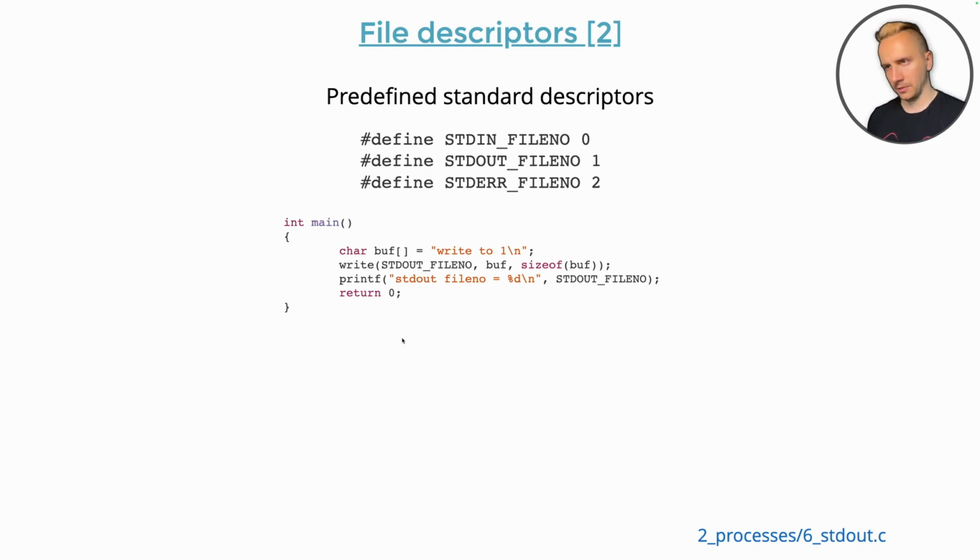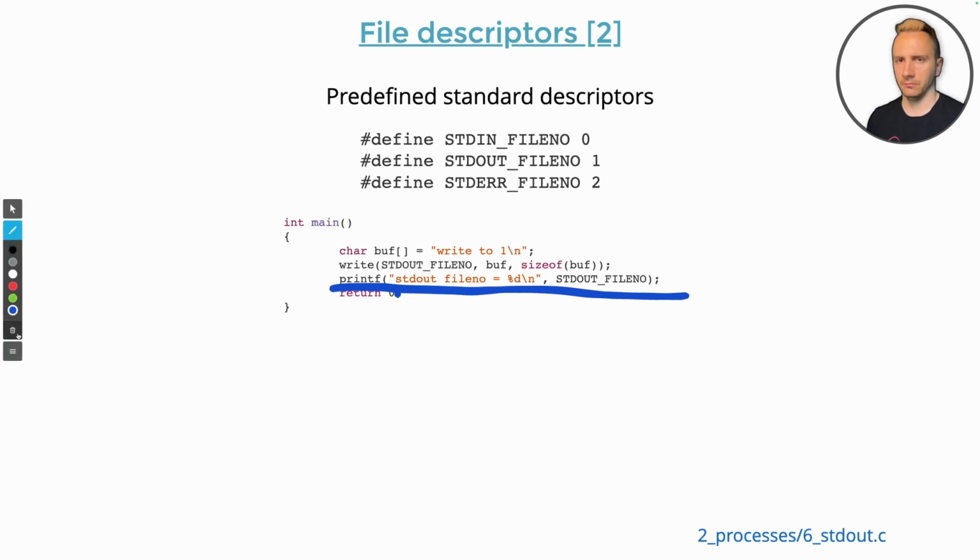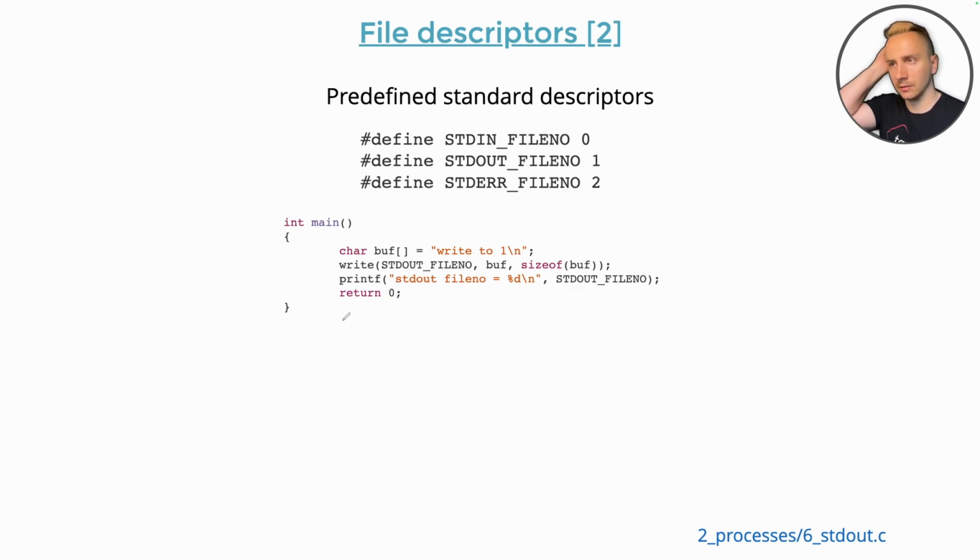The existence of those descriptors means that you can write to them directly and read them directly. There are some functions which do it for you, like printf will write to stdout, or scanf will read from stdin. But those descriptors, those constants, literally exist in the standard library, and you can also write to them directly using other functions or system calls like write.